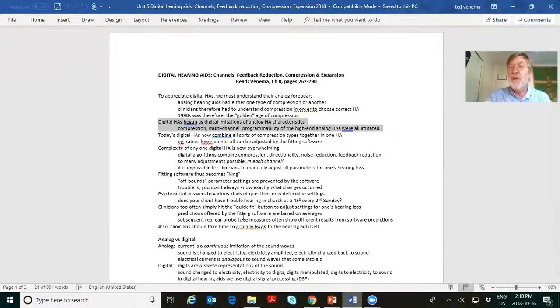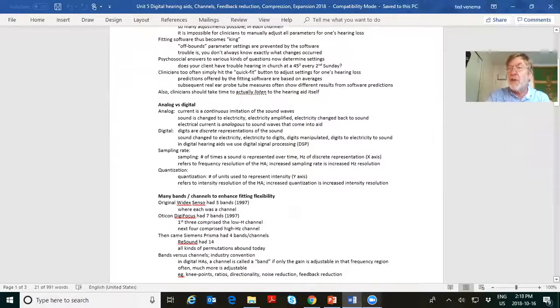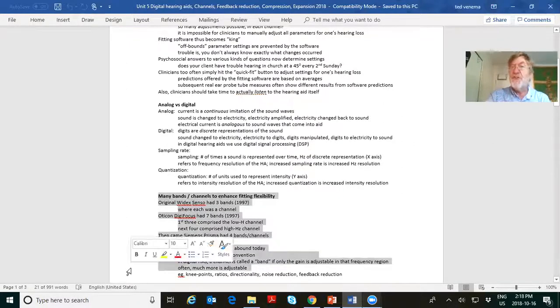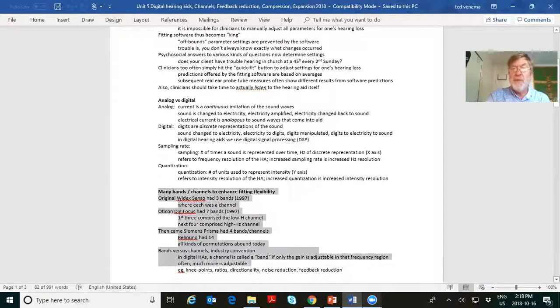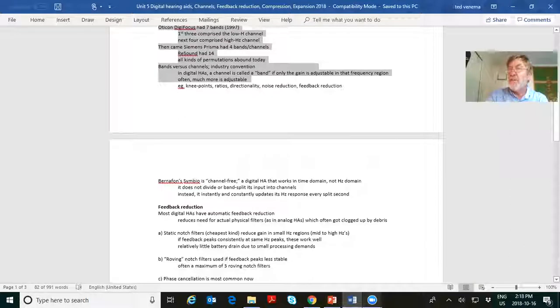Then we talked about the differences between analog and digital, and I gave you a whole spiel on records playing on a record player. Analog. Then we did a short history of some of the first digital hearing aids. Then we talked about lots of bands, many channels, that's the first main aspect. The second one is feedback reduction.